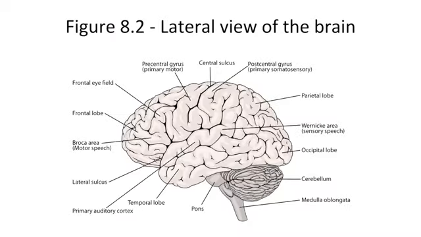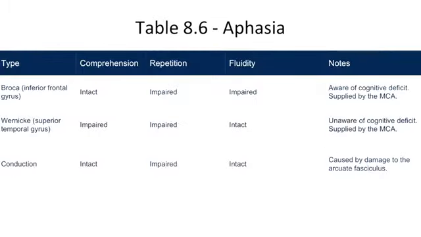This is figure 8.2, which is a lateral view of the brain. And as we can see from this image, Broca's area is right here, and Wernicke's area is right here. Again, the arcuate fasciculus is a fibrous band between Broca's area and Wernicke's area, so we'd expect it to be right here. This is table 8.6, which provides the important information about each type of aphasia. I'm not going to read the table to you, but it is a good summary of what we've just covered.